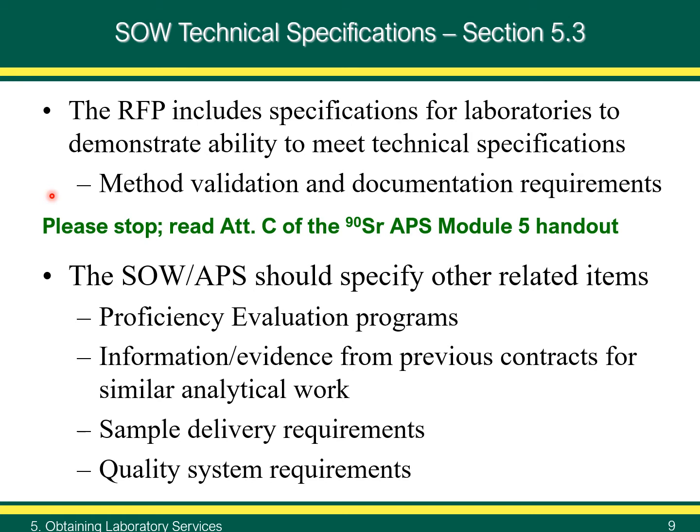Under MARLAP, Chapter 6.6.3, a tiered approach to method validation is used to take into account whether or not the laboratory has methods that meet the APS specification. Please stop and take a few minutes now to read through the attachment C on page 5 of the example APS in Module 5 handout. It outlines requirements for method validation for a hypothetical project involving strontium-90 in milk.